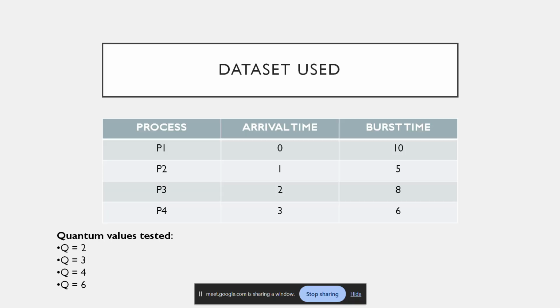Next, this slide shows the inputs used in testing the algorithm. I worked with four processes and assigned the arrival times and the burst times. Then I tested round robin using four different quantum values: 2, 3, 4, and 6. Using the same process set for all the tests helps us compare the results fairly.